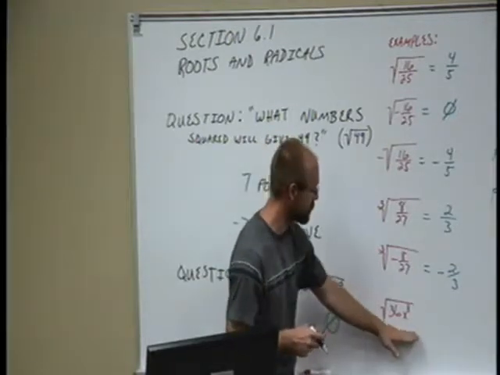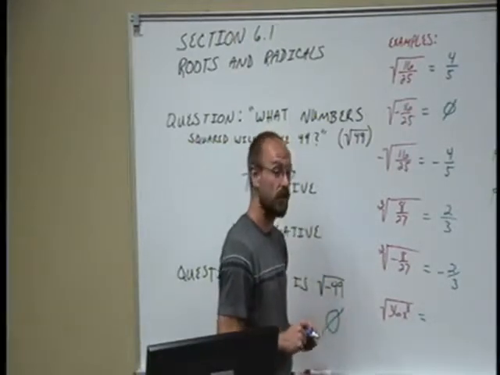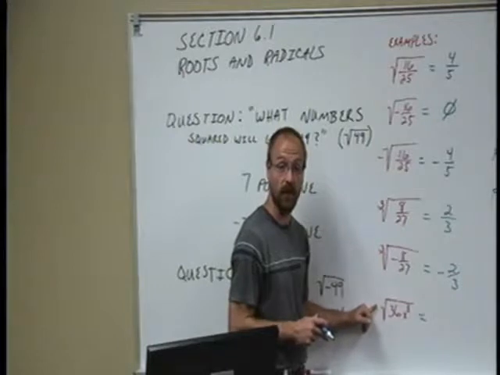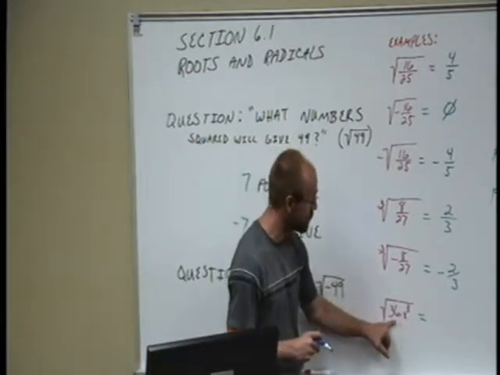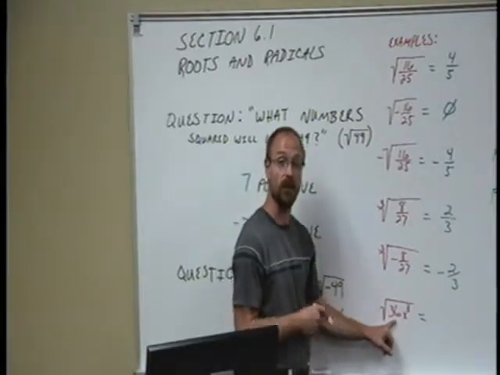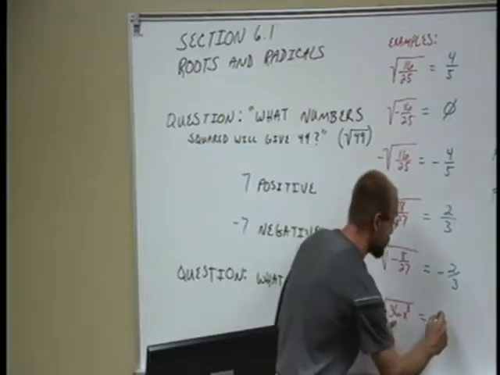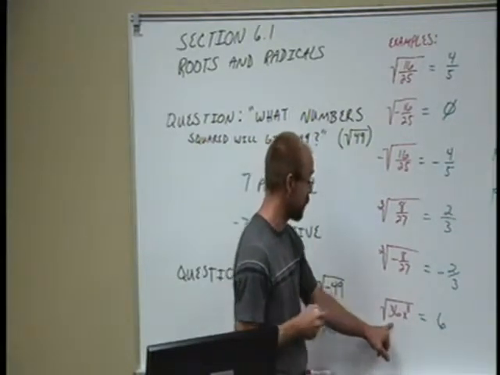All right, well now let's assess this one. It's a little bit different. We have a variable in here, and what we're going to look at is the square root. Since there is no index indicated, we have to assume it's 2. What number, and we can break this apart. So let's deal with the number first. What number times itself will give me 36? Well, 6 times 6, because 36 is a perfect power of 6 squared.